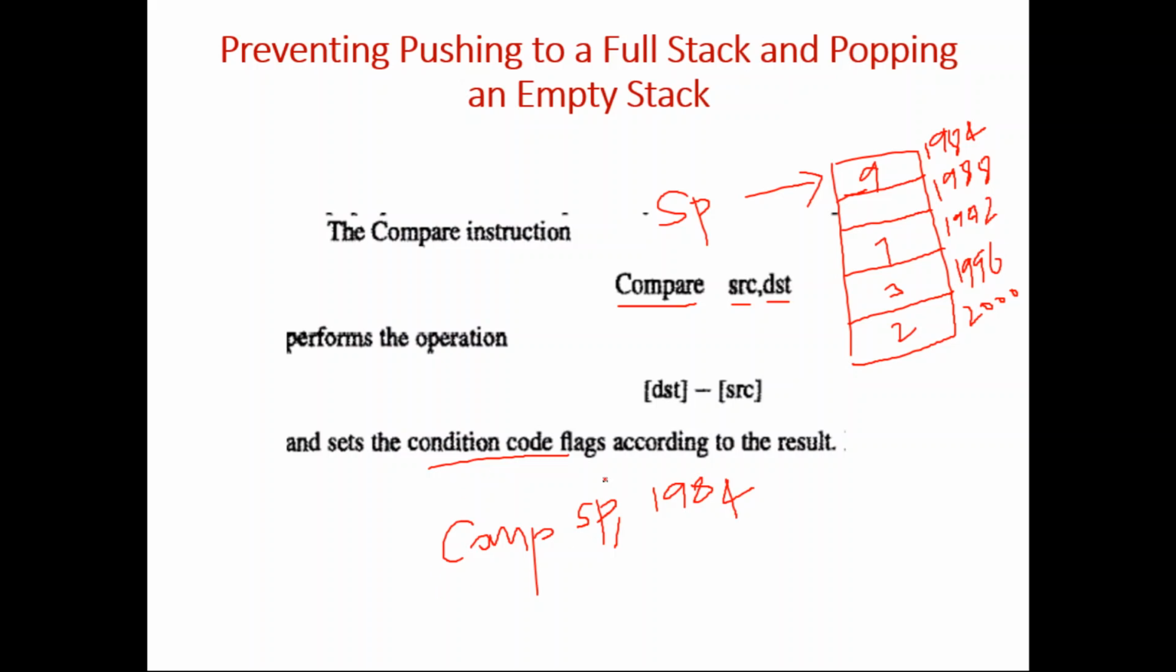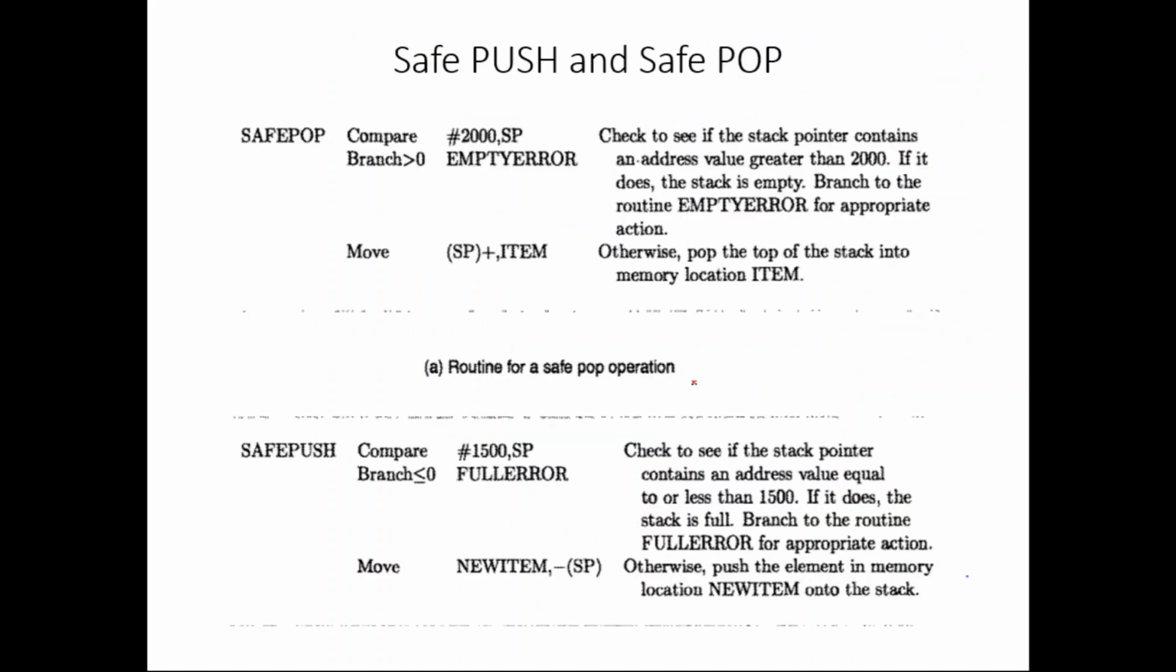So this is how we identify whether the stack is full or empty. So here is a code, we call this a safe push and safe pop. That is, if the stack is already full, it will not allow you to push. Similarly, if the stack is empty, it will not allow you to pop. Okay. So this is a label, right?